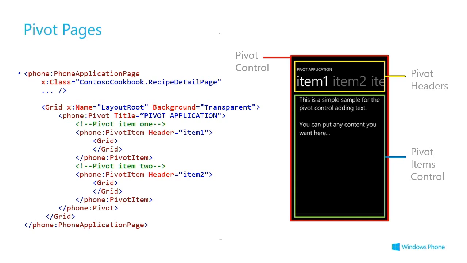There you can see on the slide, we've got a phone pivot tag, with the title of pivot application. Inside that, we've got pivot item 1 defined, and then pivot item 2. Each pivot item represents a screen full, a view of data. So this is where we actually work to create our UI for this particular page. So it's multiple panes on a pivot.